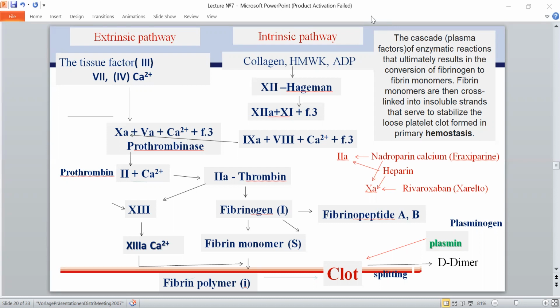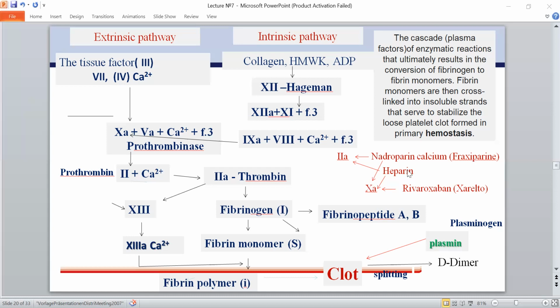In this way, the clot is formed. Under normal conditions, we have the plasma enzyme plasminogen, which is activated after formation of the clot. Plasminogen converts to plasmin, which splits the excess clot into so-called D-dimer. D-dimer.